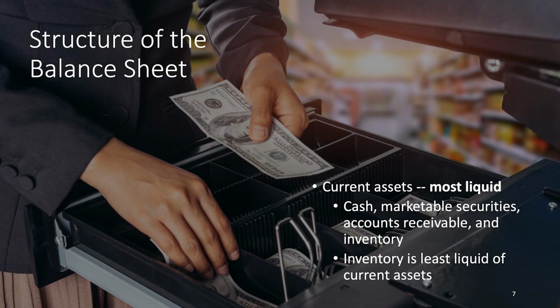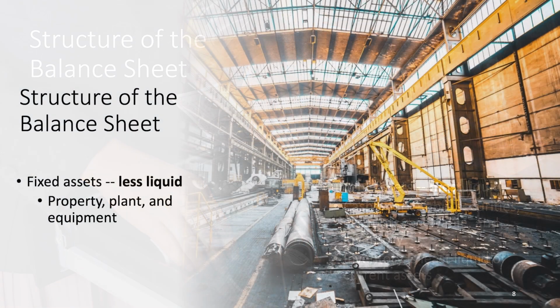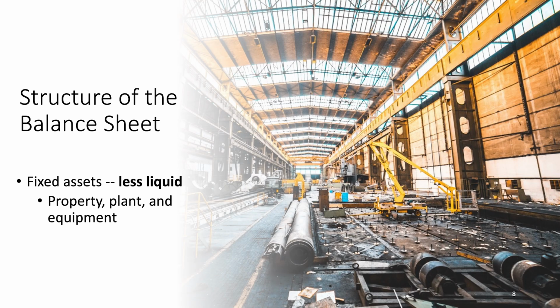Let's break down the asset side in more detail. Current assets are the most liquid assets a company owns. This category includes cash, which is already in its most liquid form, marketable securities that can be quickly sold, accounts receivable that will be collected soon, and inventory. It's worth noting that inventory is typically the least liquid of the current assets because it must first be sold before it becomes cash. Fixed assets, on the other hand, are less liquid. These include property, plant, and equipment that would take longer to convert to cash.